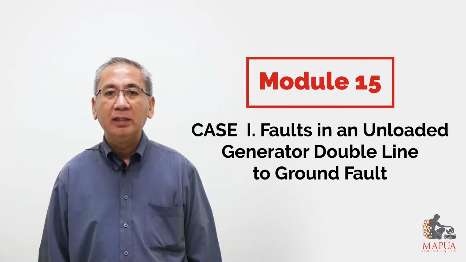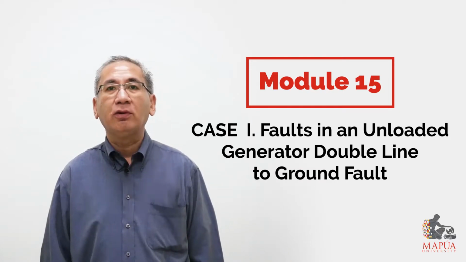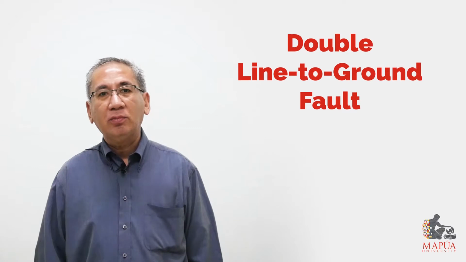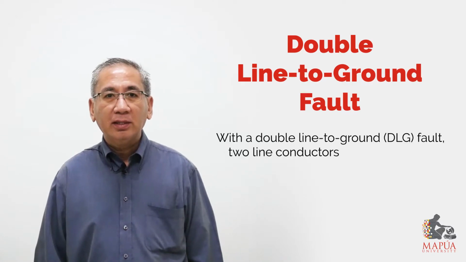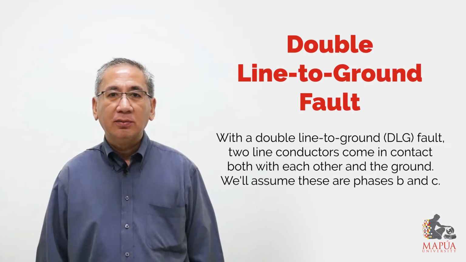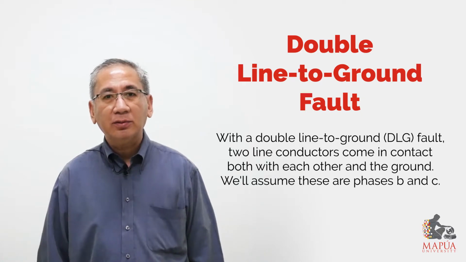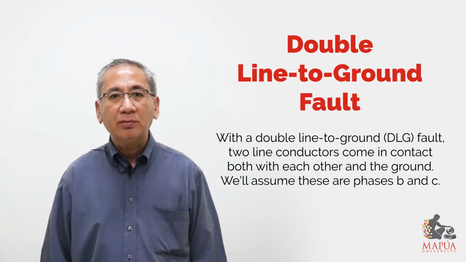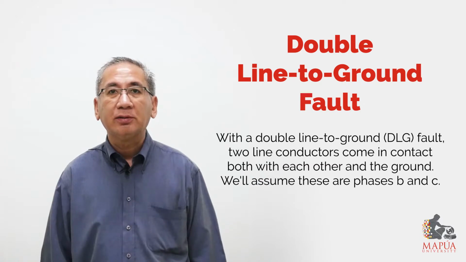Today we'll be discussing Module 15, Case 1, Faults in an Unloaded Generator, Double Line to Ground Fault. What is a double line to ground fault? With a double line to ground fault, two line conductors come in contact both with each other and the ground.